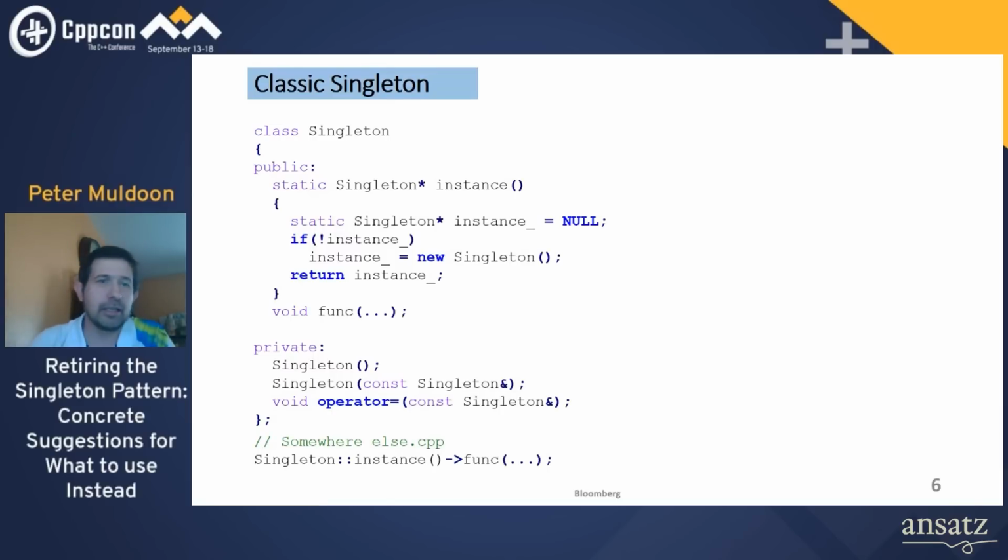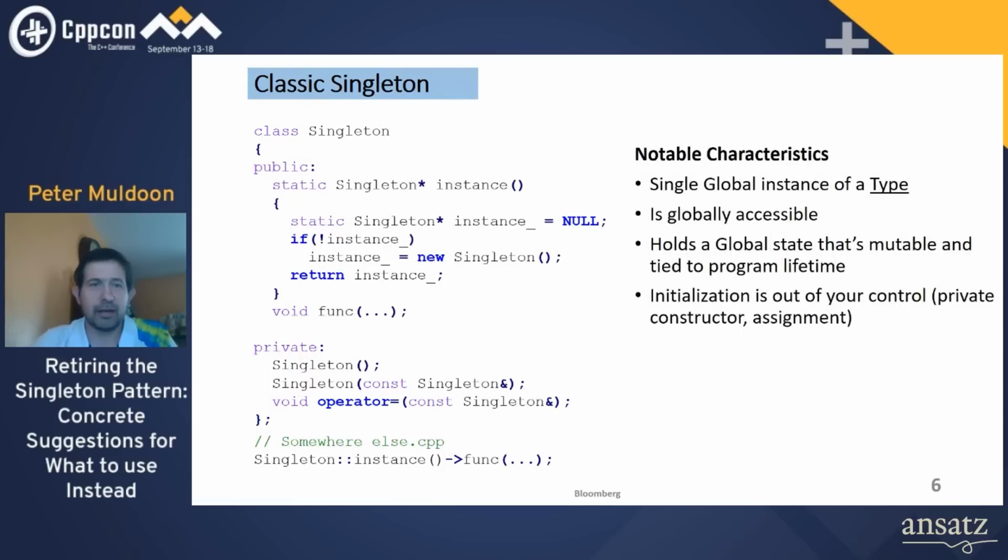So first of all, here is the classical singleton pattern. The notable characteristic of this singleton pattern is that there is a single global instance of this type. Its copy constructors and assignment operators are either private or deleted, so no one outside this class can call them. And there's a single globally accessible method that gives you a singleton pointer back. That's the instance method. There is no way of creating a second singleton, which I guess is kind of the point.